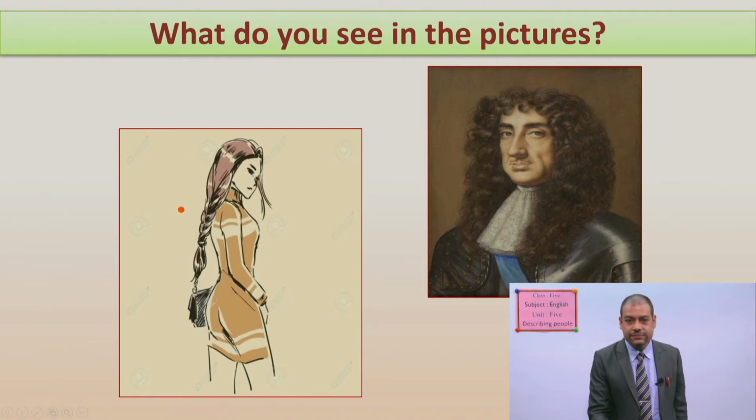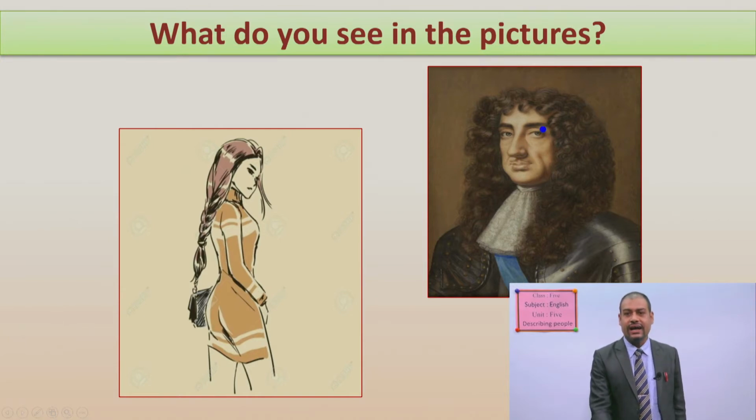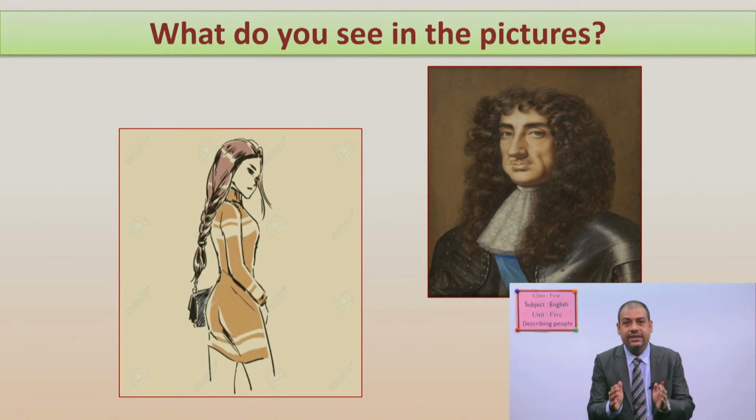Fine. In the first picture, there is a girl. And in the second picture, there is a man. Now, you have to tell me about this girl's hair. You can tell me about this girl's nose, eyes, chin, and body also. Likewise, if you look at the second picture, here also you can find the man's hair, nose, eyes, chin, body. So you have to tell me about such things. Can you tell me what is the hairstyle of this girl? Please think about it.